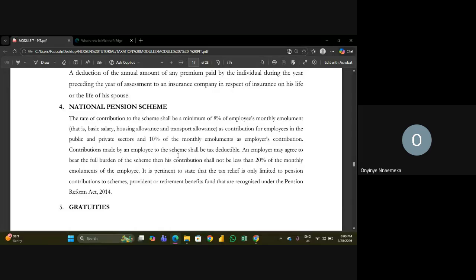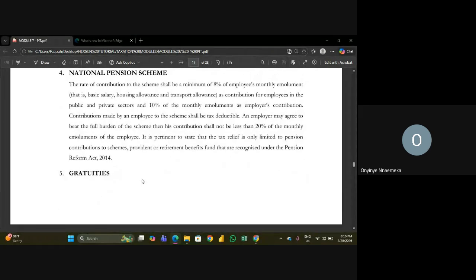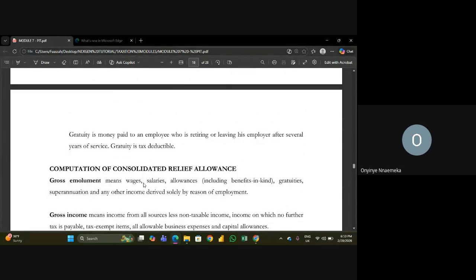But the employer may do what? May agree to take all the burden. That is, the employer can say that the employee should not pay anything, or pay everything, no. But his contribution should not be less than 20% of the monthly emolument of employees. So it is pertinent that this tax relief is only limited to pension contribution schemes, provident or retirement benefit funds that are recognized under the Pension Reform Act. Gratuity is a lump sum payment given to an employee that is retiring or leaving his employer after several years of service, and it is tax deductible.